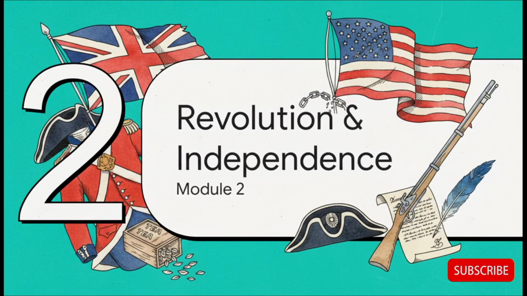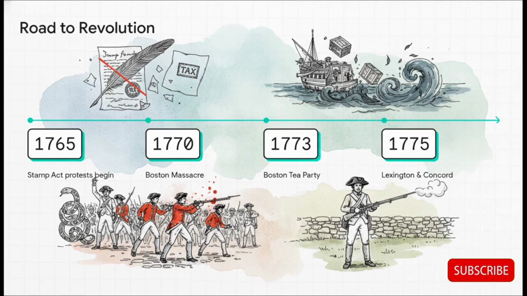Module 2, Revolution and Independence. Over just a handful of years, the colonists experienced a dramatic, unprecedented ideological shift that transformed them from loyal British subjects to fierce revolutionaries. And it all started with those taxes passed without colonial representation.